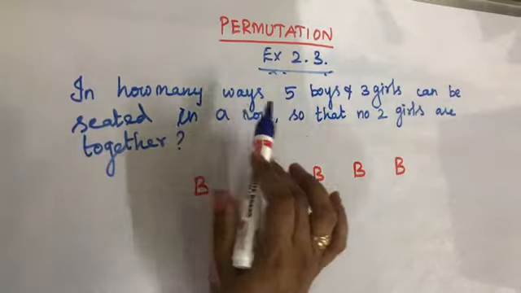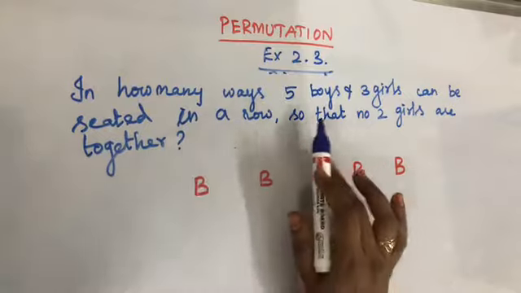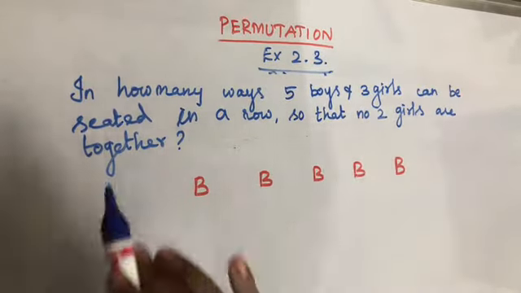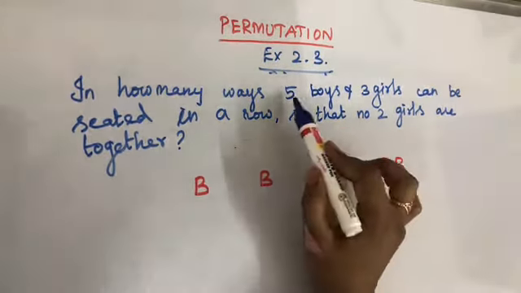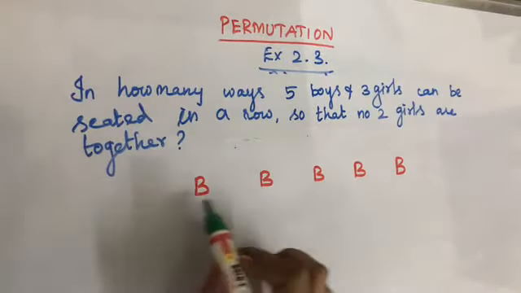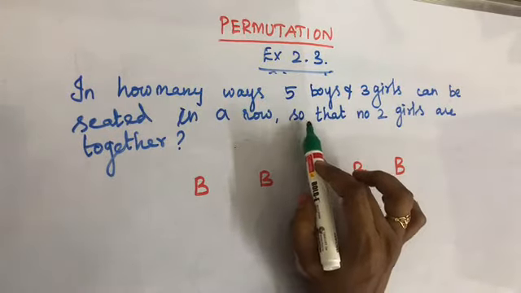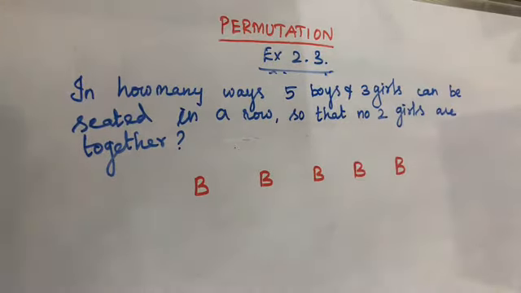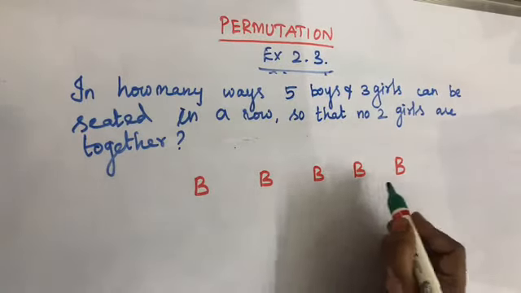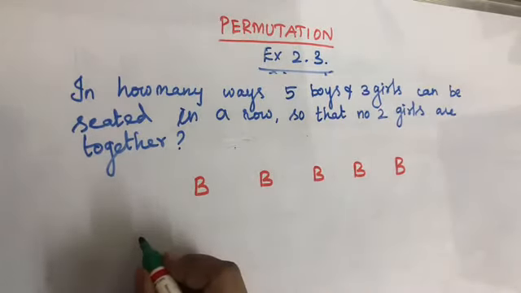In how many ways 5 boys and 3 girls can be seated in a row so that no 2 girls are together? 5 boys are there, 3 girls are also there. Okay. So they can be seated in a row. In a single row, we need to make them seated so that no 2 girls are together. They didn't give any condition for boys. Okay. So 5 boys, they can sit with some arrangement.